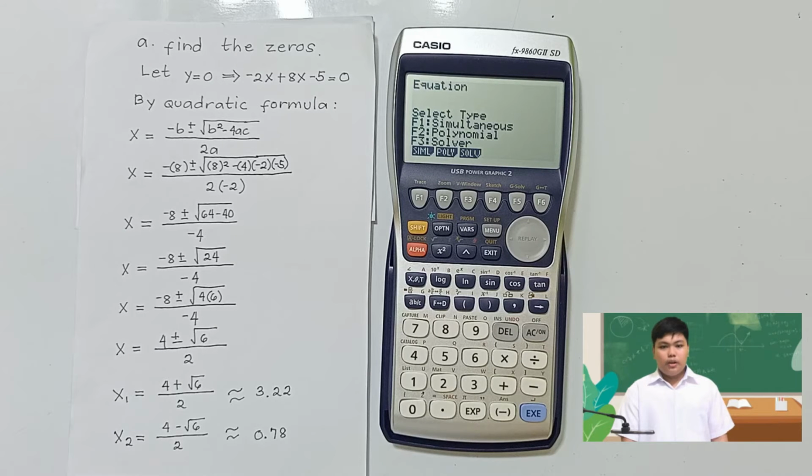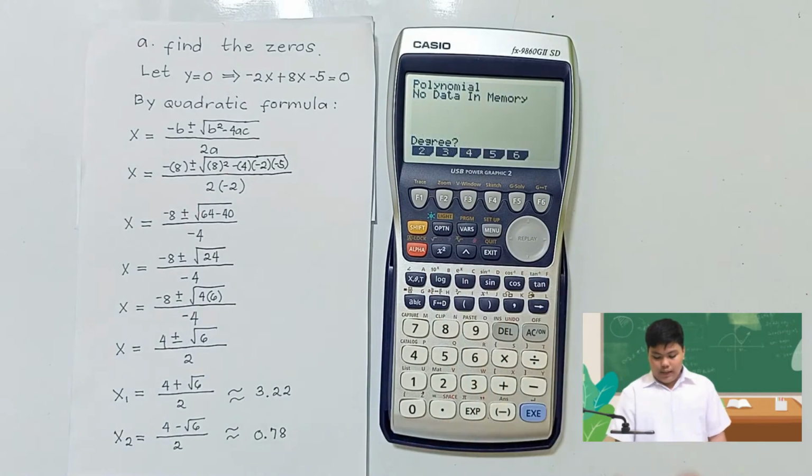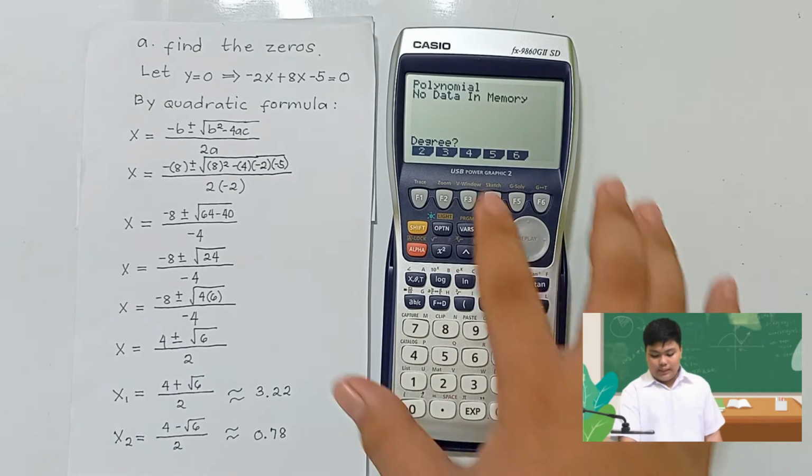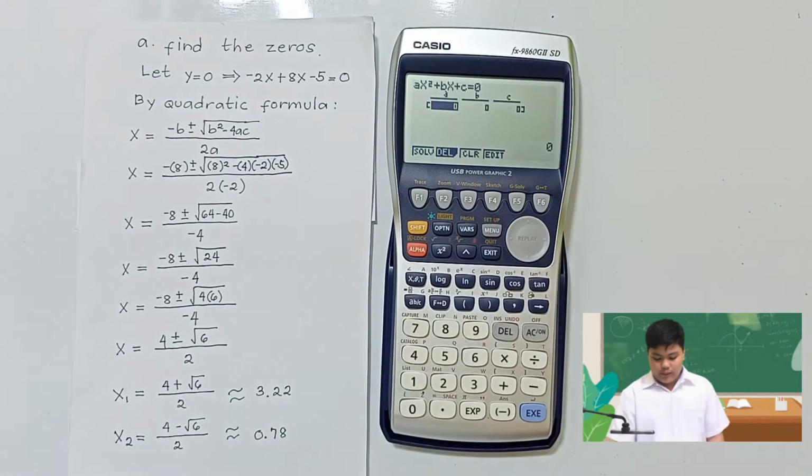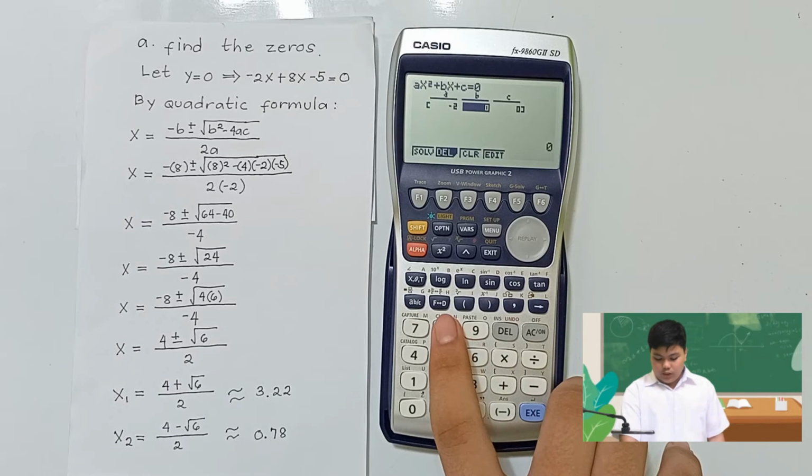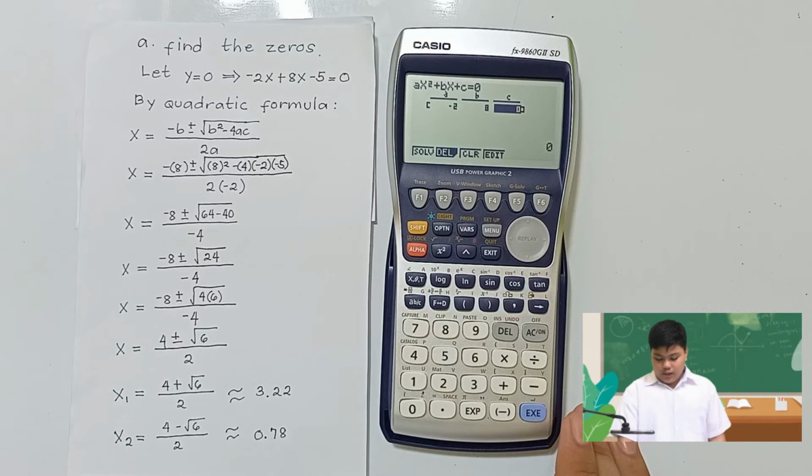Since our equation is a polynomial, we need to select polynomial, so we need to press F2. And since our equation is a quadratic, we need to select degree 2, which is aligned with F1, so we need to press F1. In this part, all you have to do is to input the values for a, b, and c. Our a is negative 2, then execute. Our b is 8, so we press 8, execute. And our c is negative 5, so we press negative 5, then execute.